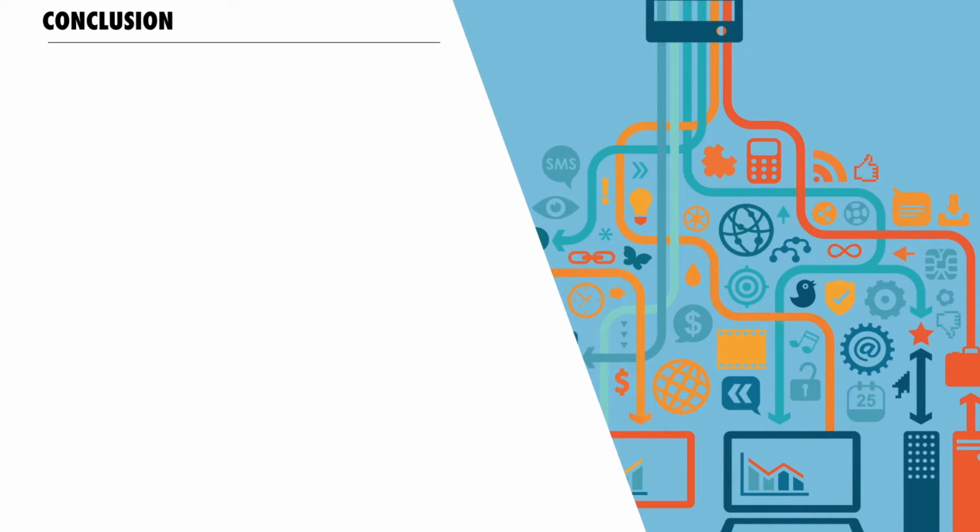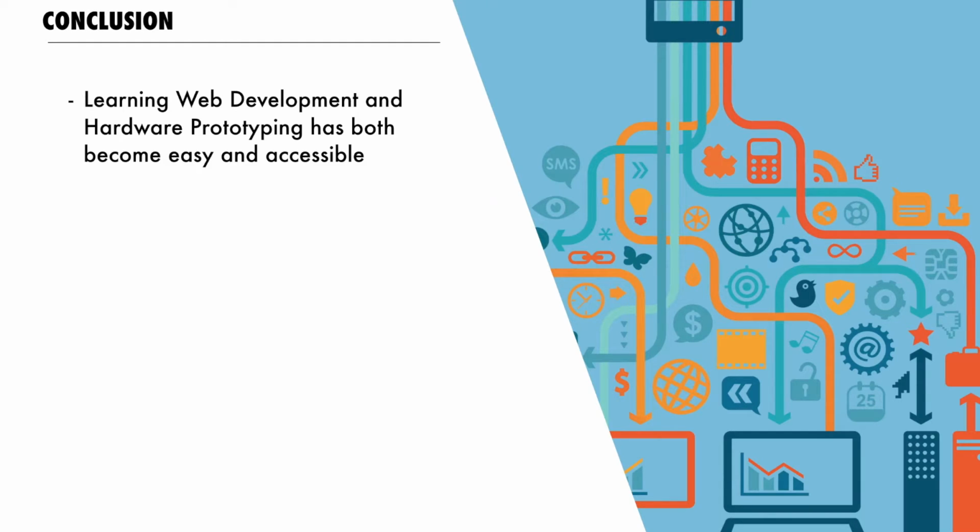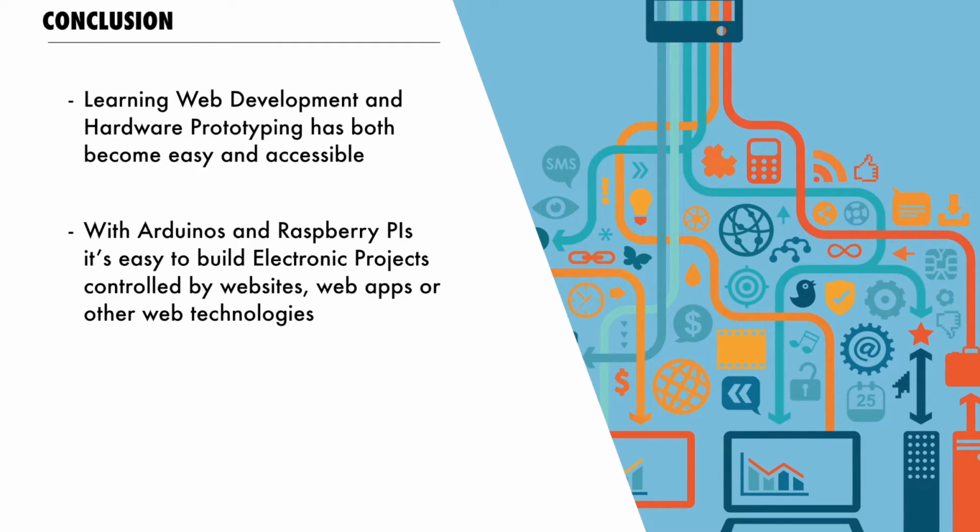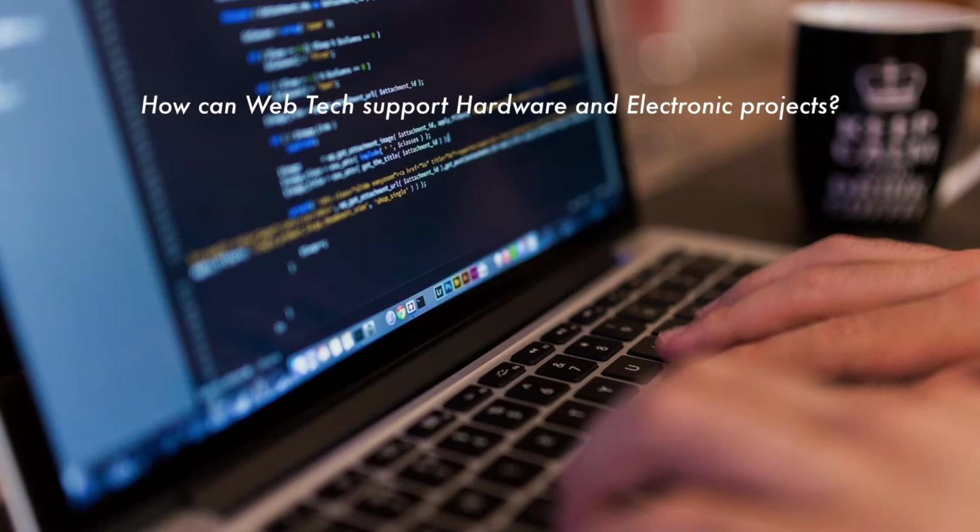So what is the conclusion from all this? Learning web development and hardware prototyping have both become easy and accessible. JavaScript, as I said, has lots of resources, lots of help, training, and videos online, and is very easy to learn. And hardware prototyping with Arduino and Raspberry Pis again became accessible to non-engineers. So you can now build electronic projects that are controlled by websites and web apps and other web technologies, which is really cool. This is something we haven't had before.